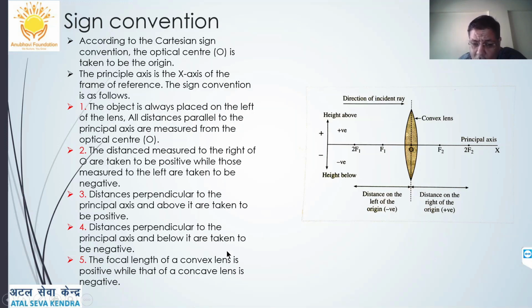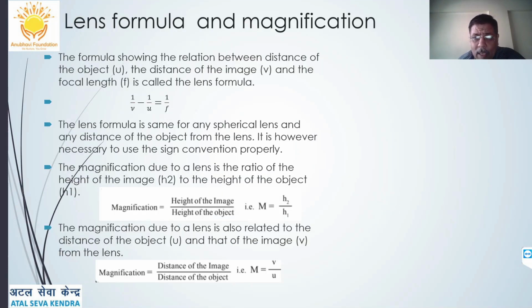The focal length, very important, it comes in fill in the blanks also, dear students, so you should know it. The focal length of a convex lens is positive while that of a concave lens is always negative. You should know these sign conventions. So let's see something about the lens formula and magnification. The formula showing the relation between the distance of the object, the image distance, and the focal length is called the lens formula.